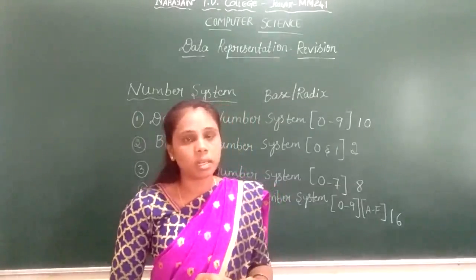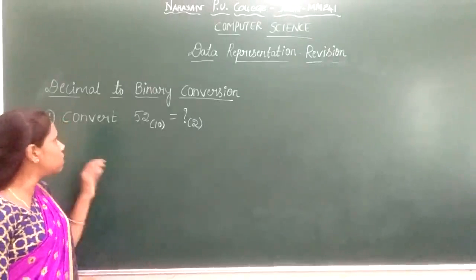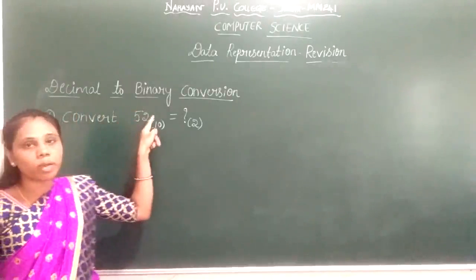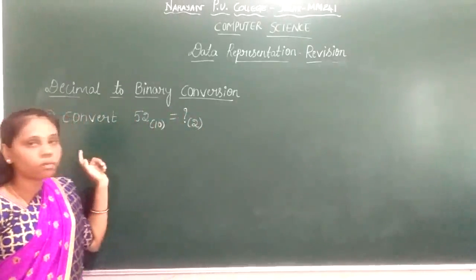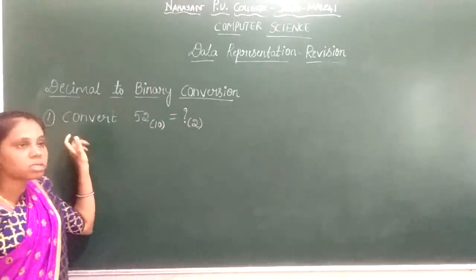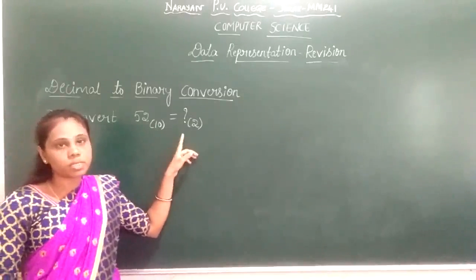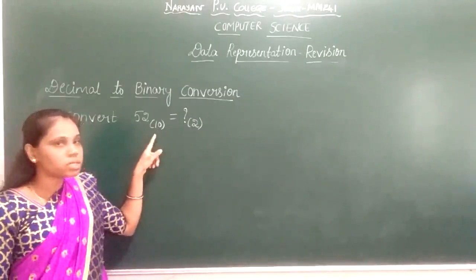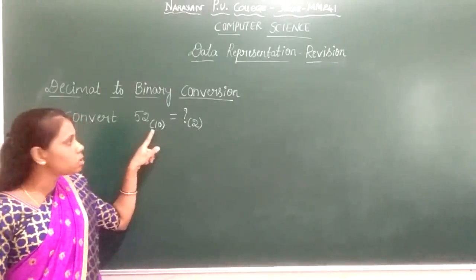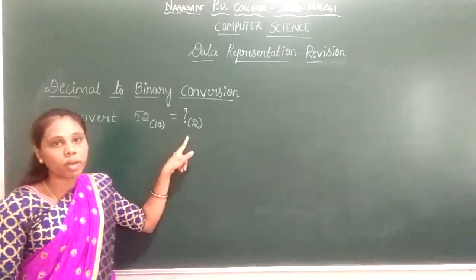Next we will see the number system conversions. Okay, now we will see the number system conversion. In that, first one is decimal to binary conversion. So while converting from decimal to binary, the question may be like this: convert 50 to base 10. See, you should represent the base value because it shows which number system it belongs to. So I have mentioned base 10, hence it is a decimal number system. Now this should be converted to binary system.